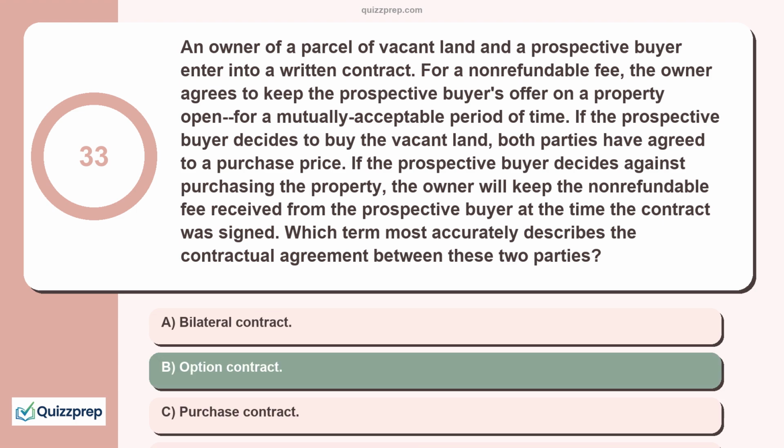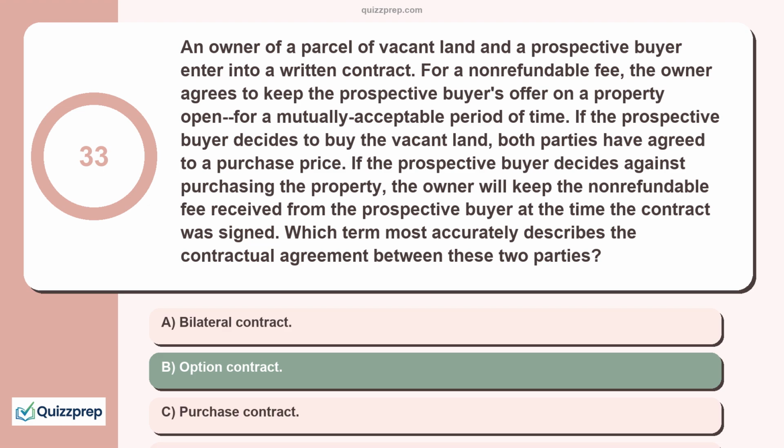The agreement described in this fact pattern is an option. An option is a unilateral contract. An option is a contractual agreement between an owner, the optioner, and a prospective buyer, the optionee. The owner agrees not to sell the property to anyone else during the period of time specified in the option. This is a unilateral contract, meaning it is the exchange of a promise for performance.